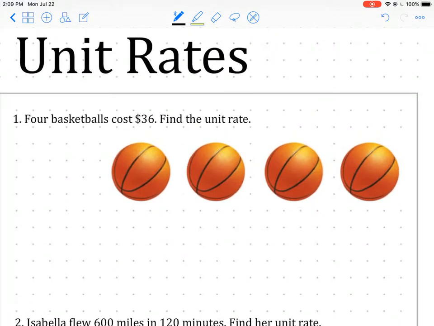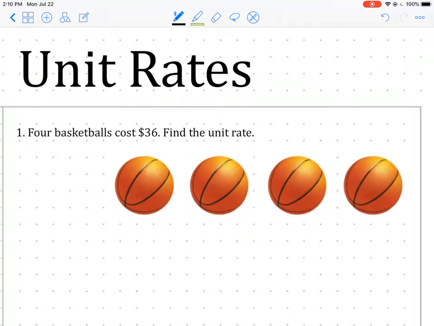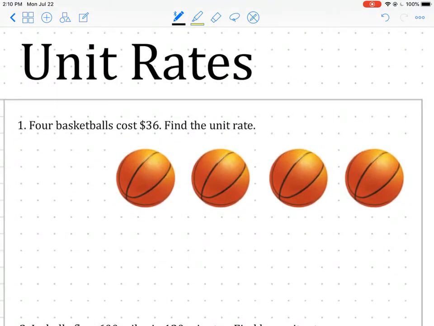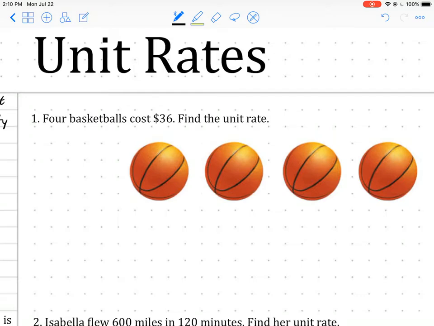The first one, I gave you a picture because I do believe that a picture is worth 1,000 words. And this one says 4 basketballs cost $36. And they want me to find the unit rate. Now, especially if you like math, you could probably tell me immediately what the price of one basketball is going to be. I hope so, because that will make the explanation a little bit clearer. But here's how you set up the unit rate problem. We are comparing two things: basketballs and money. And remember, I suggested if you are dealing with dollars, you put those on top. So we're looking at dollars to basketballs.